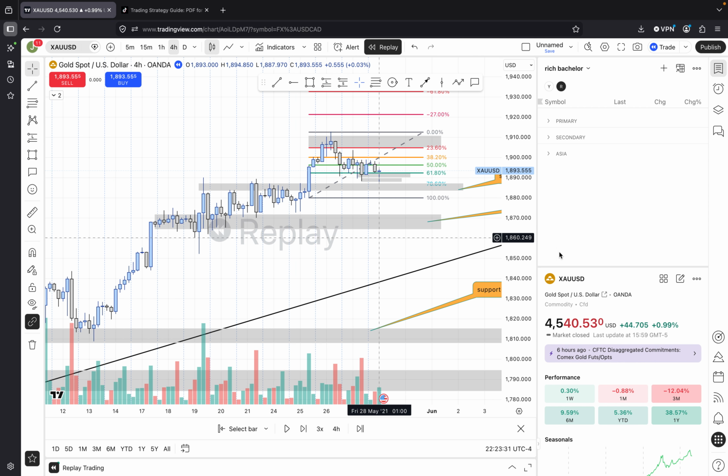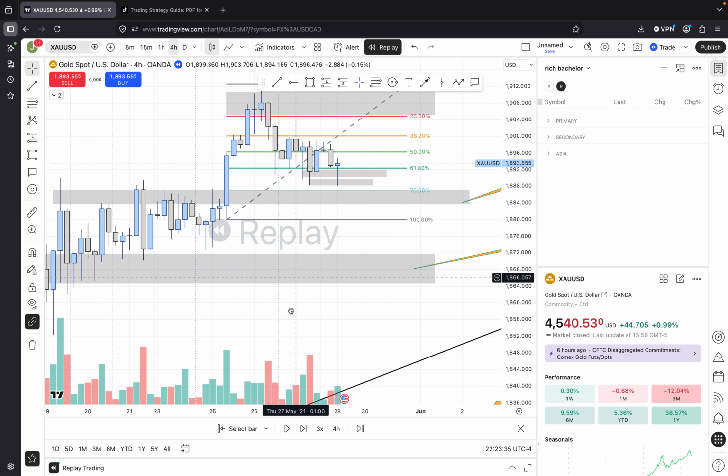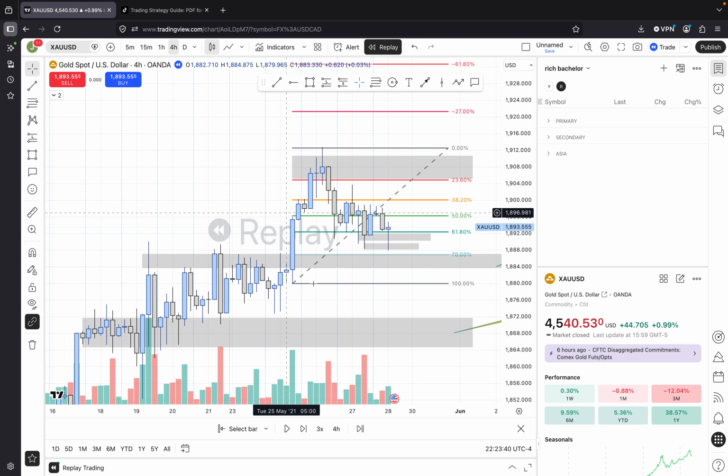So, with that being the case, right, my indication comes out of a range, right? It creates a new high or a new low. We have created a new high above this resistance. So what does that mean? That means we have our point A.